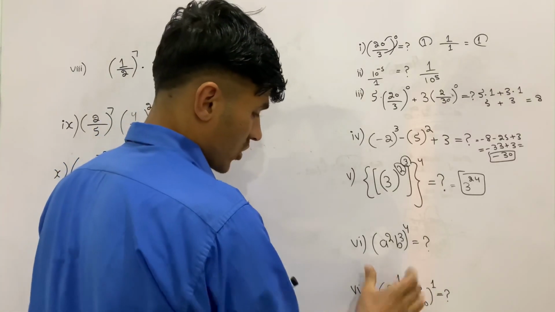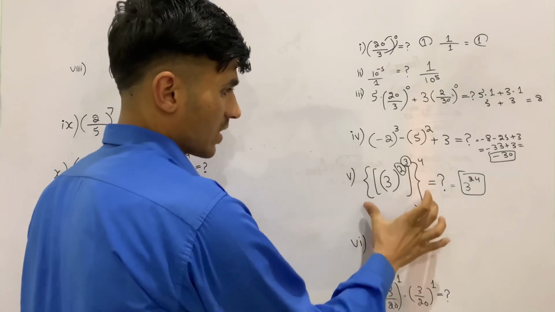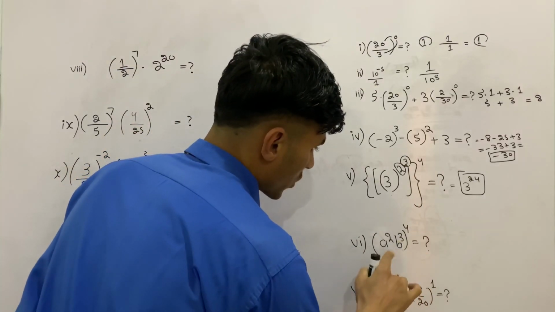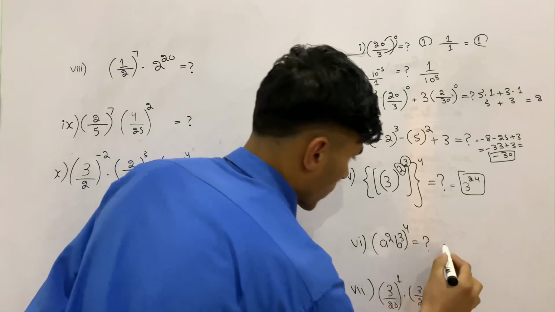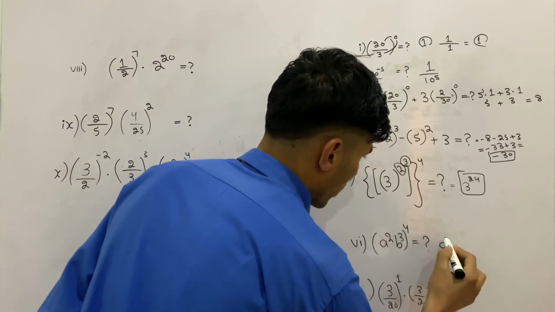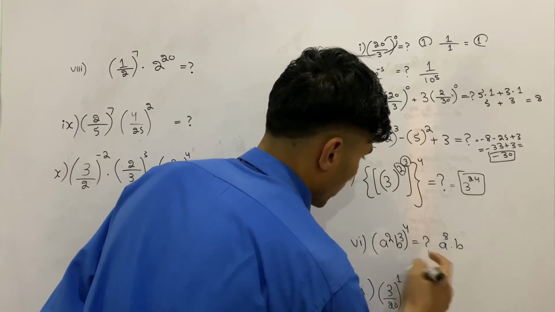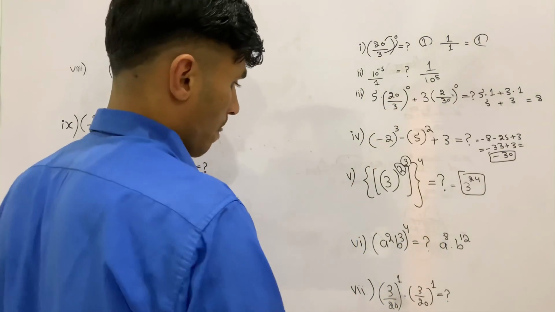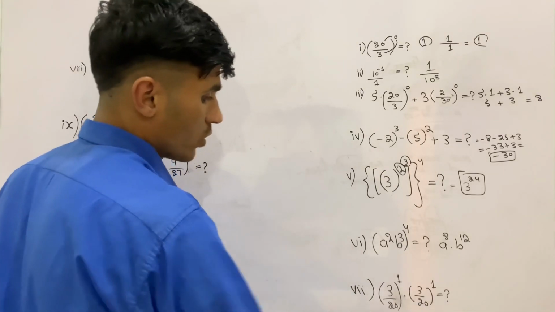Look at the next question. How will you solve it? This is the same as the previous question. Here, this 4 belongs to a, and belongs to b. a to the 2 into 4, 8, multiplied by b to the 3 into 4, 12. Look at the last question. How will you solve it?